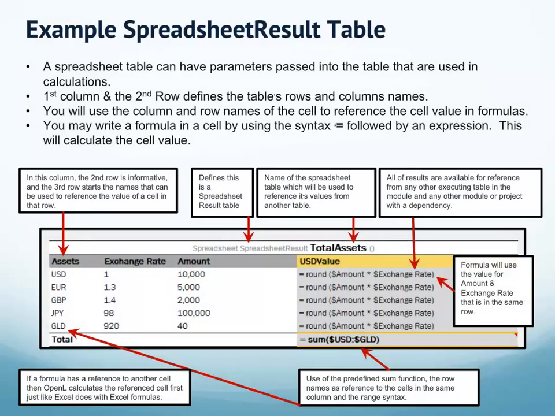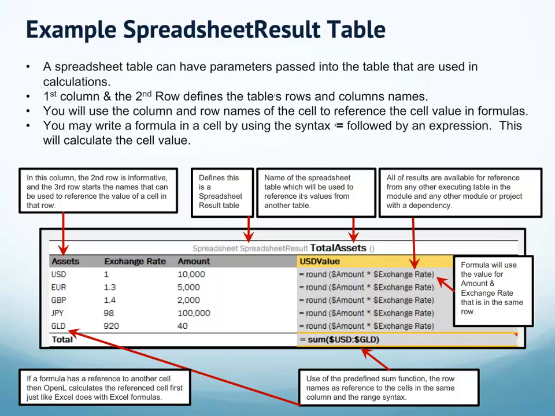So now we're going to review an example of a spreadsheet table that is of type spreadsheet result table. So this is going to become a matrix of values that are calculated and those values can be retrieved and accessed other places in your module. So let's look at this table.